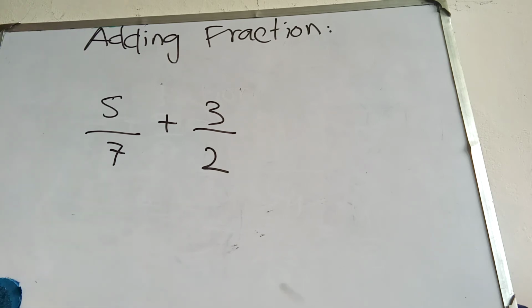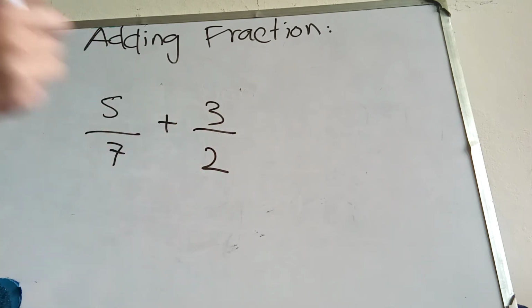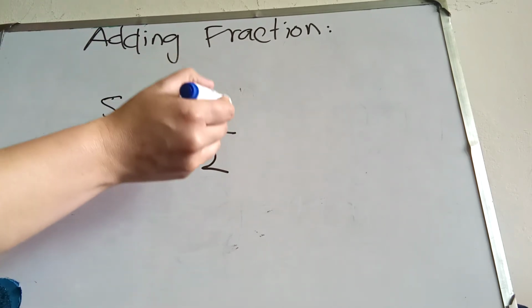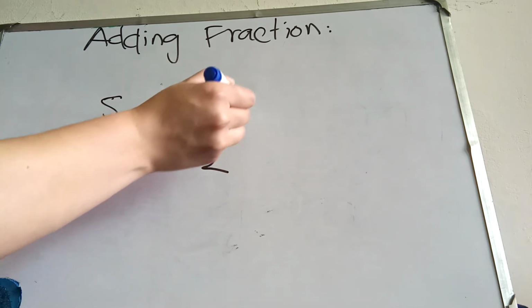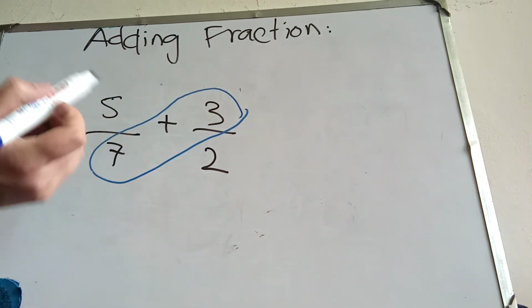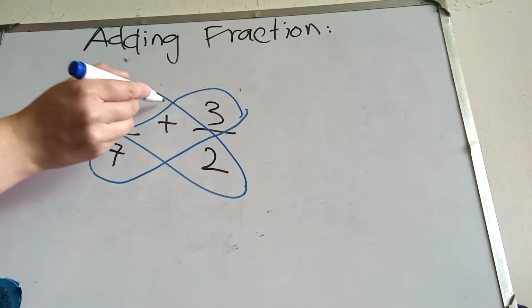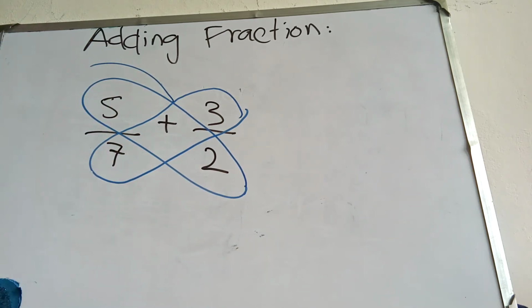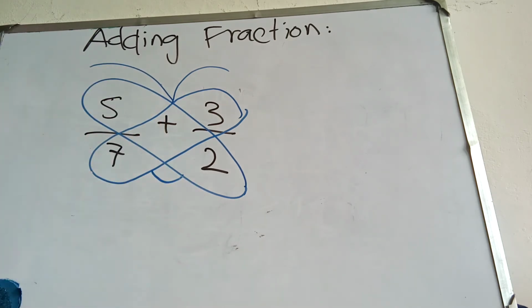Now for that we will use the butterfly method. For the butterfly method, we will draw a butterfly by circling the opposite numbers like this, and then make this butterfly with the back.